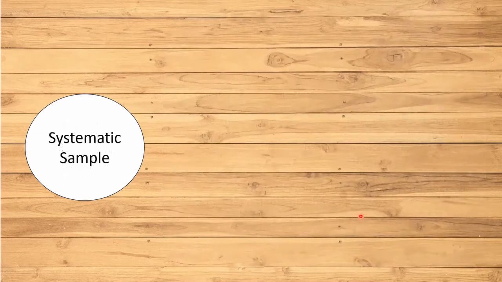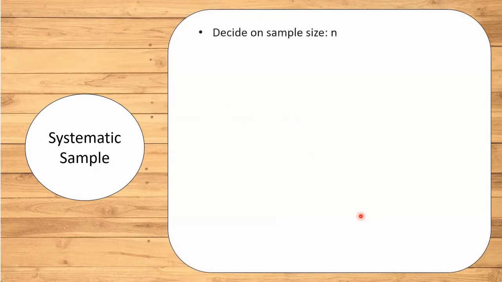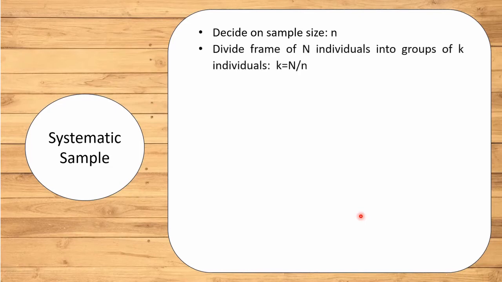So what is this? Here you decide upon your sample size, let's say small n, and then you divide your frame of N individuals into groups. So let's say your population is capital N and you decide on your sample as small n. You divide your population by your sample size, and then you get the number of groups. So for example, think of capital N as 100, and that is your population, and your sample you're considering 10. So 100 divided by 10 would be 10. So there would be 10 groups.